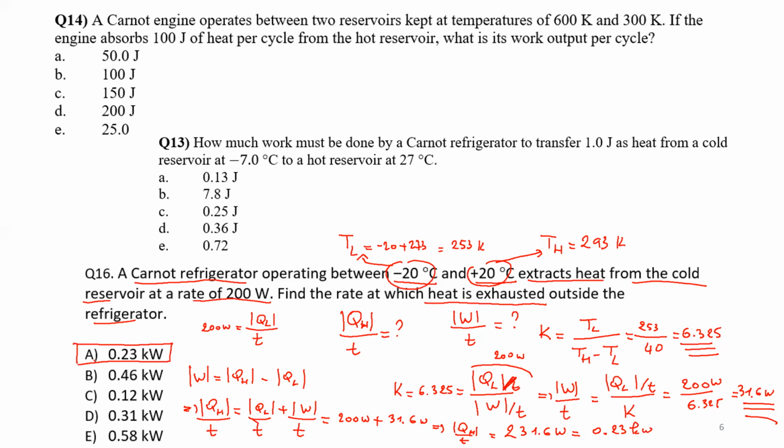So these problems are not difficult, but you just need to know what is given and what is asked, and you go step by step. In general, you go by the coefficient of performance. Here we got work divided by time, and then from that, we get QH divided by time. So step by step, not very difficult, but you have to be careful. Is it clear? I hope yes.